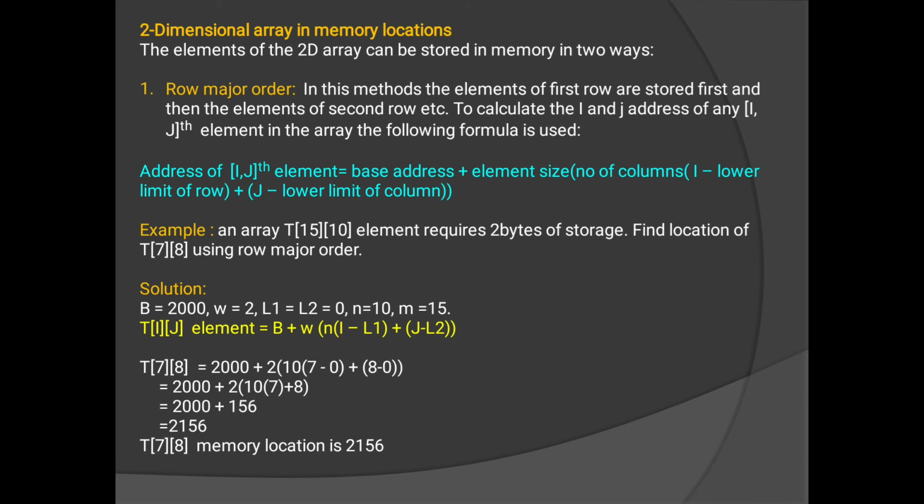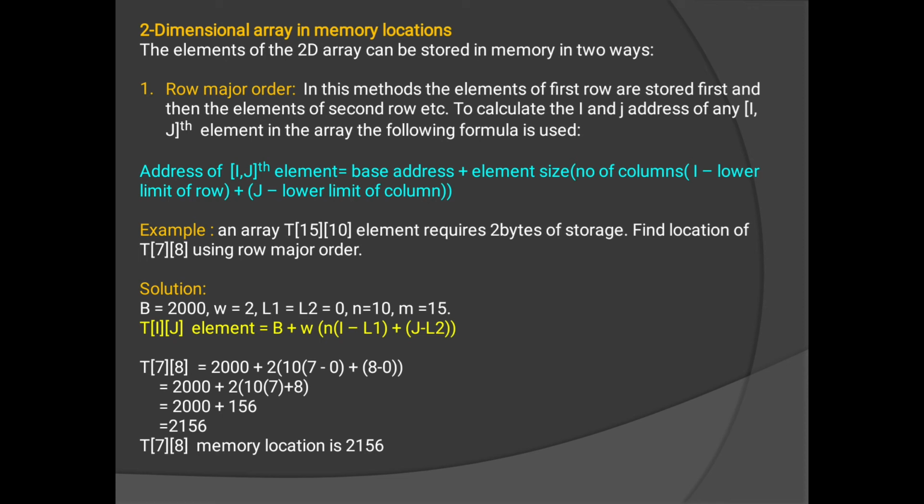So under two-dimensional arrays in memory locations, the elements of two-dimensional arrays can be stored in memory in two ways. The first one is row major order. In this method, the elements of the first row will be stored first, and then the elements of the second row, and then the third row, and so on.